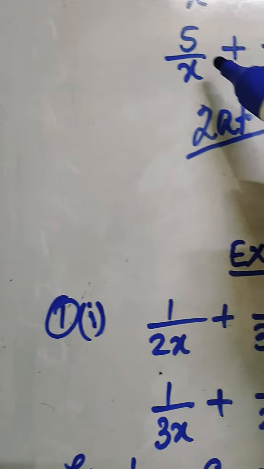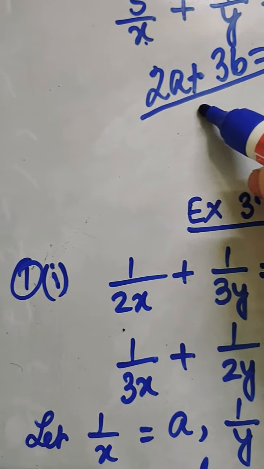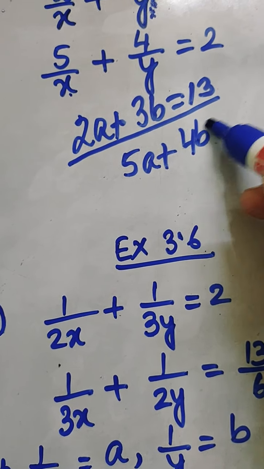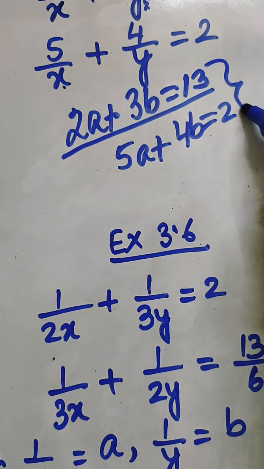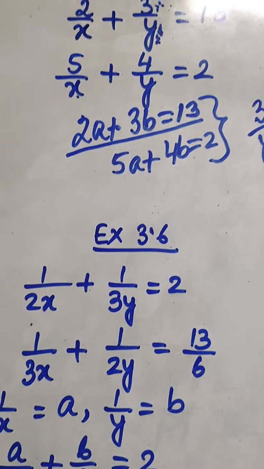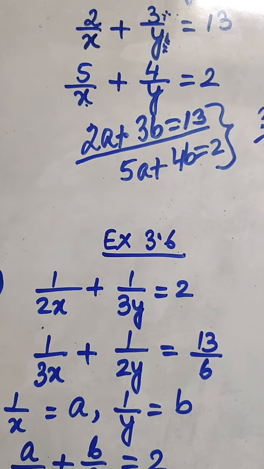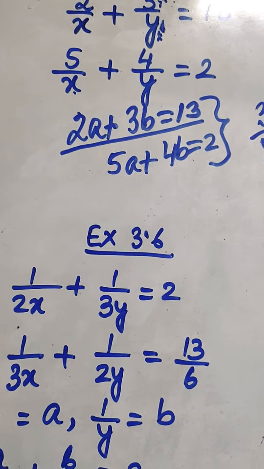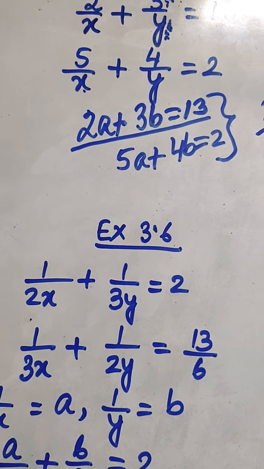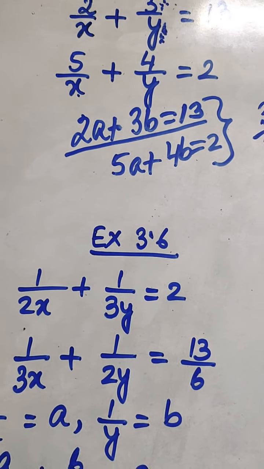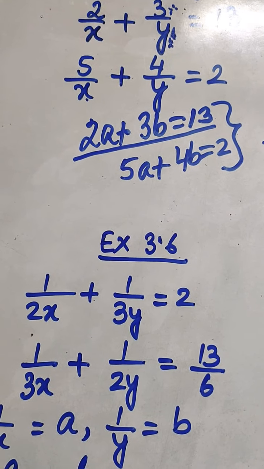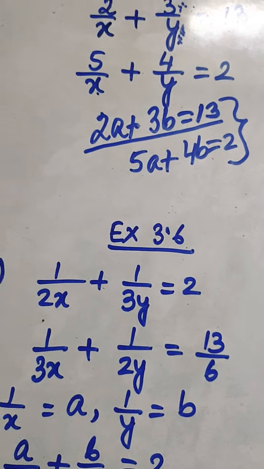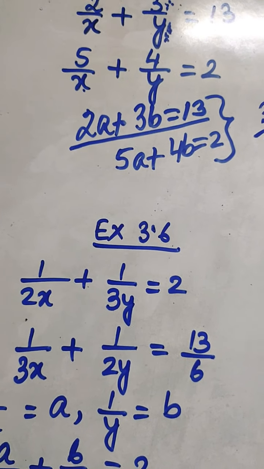Now in the same way, the next one can be written as 5a plus 4b equal to 2. Now these are the two equations we got in linear form, and then by the method of elimination you can find out either a or b. The method of elimination I have discussed in my last class. Here we have to make any one coefficient, either a or b, equal, and then by adding or subtracting we can find the a value or b value.